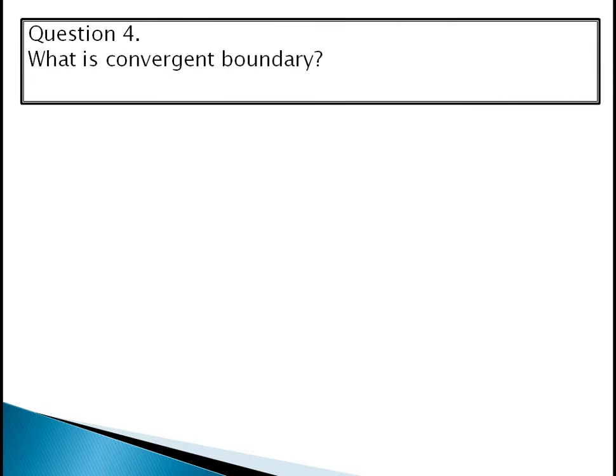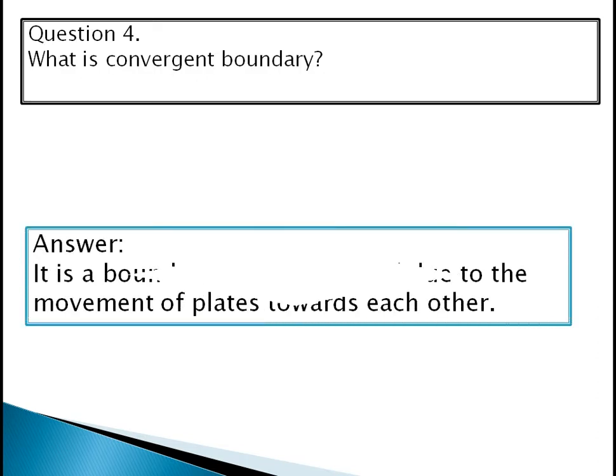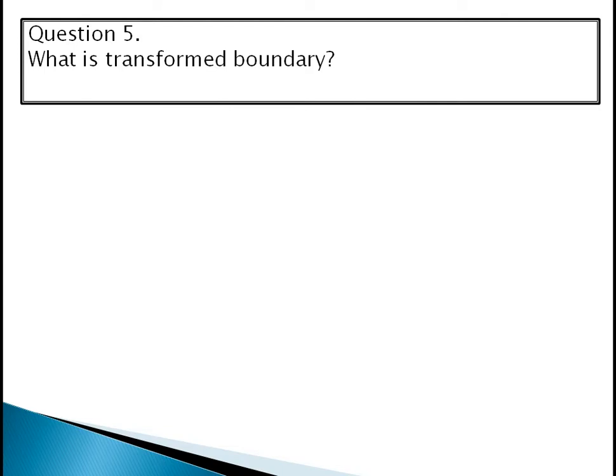This is the convergent boundary which I was talking to you about. What is the meaning of convergent? It is the boundary which is formed due to the movement of plates towards each other. One is moving upward towards the other. Then what are transform boundaries?